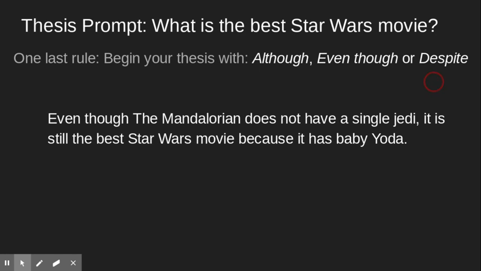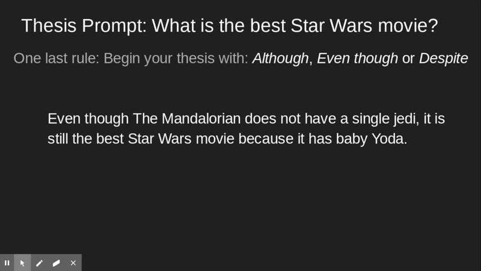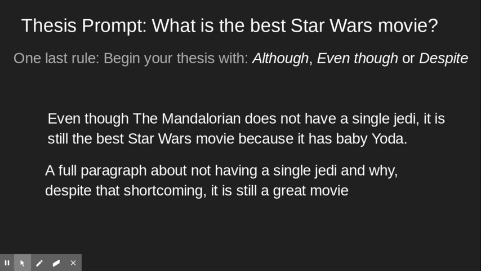Now, as I said, you can have a third argument. So on this one, I tacked on a third idea. The Mandalorian does not have a single Jedi. It is still the best movie because it has Baby Yoda, and the world needs more Mandalorian stories. Notice I just tagged it on with the word and. We're going to keep it simple, though. 2 arguments. Now, my next paragraph would go into a full paragraph about not having a single Jedi and why, despite that shortcoming, it is still a great movie.